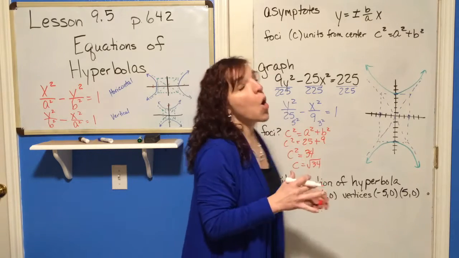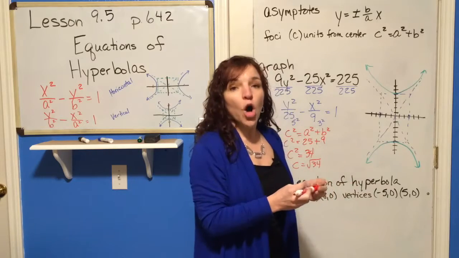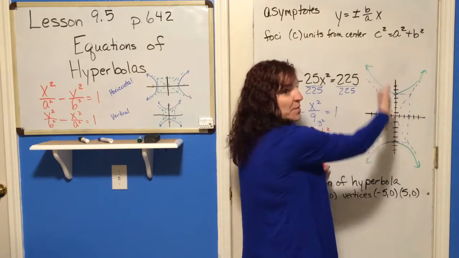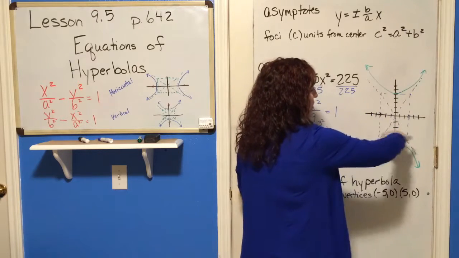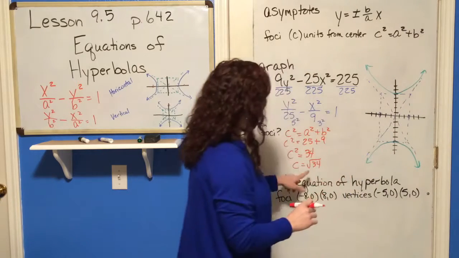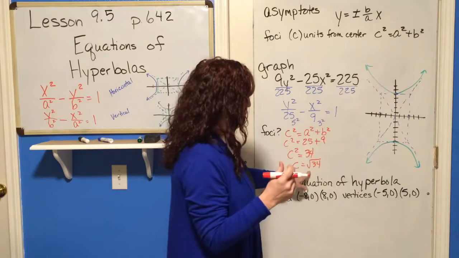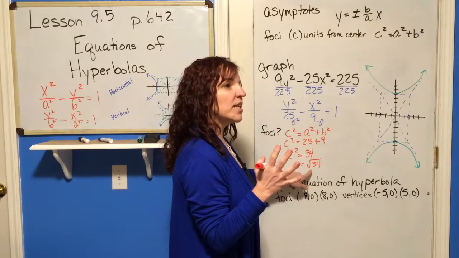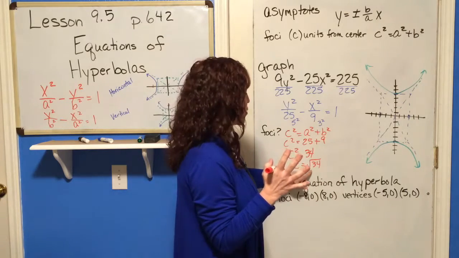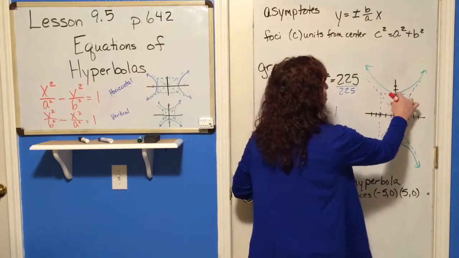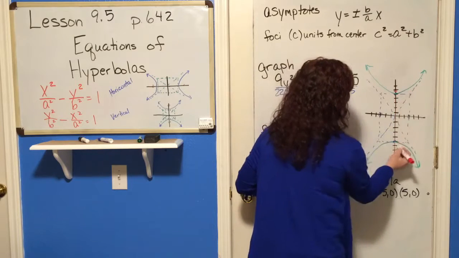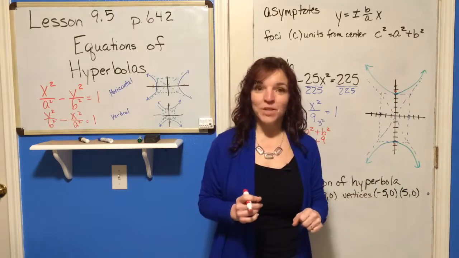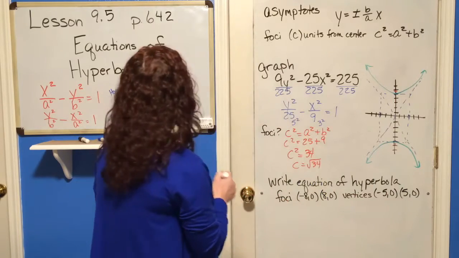Those foci are always going to fall on the axis of symmetry, the axis around which your parabolas are arched. So the square root of 34: 5 squared is 25, 6 squared is 36, so it's between 5 and 6. So your foci are here and here. All right? Let's look at one more type.